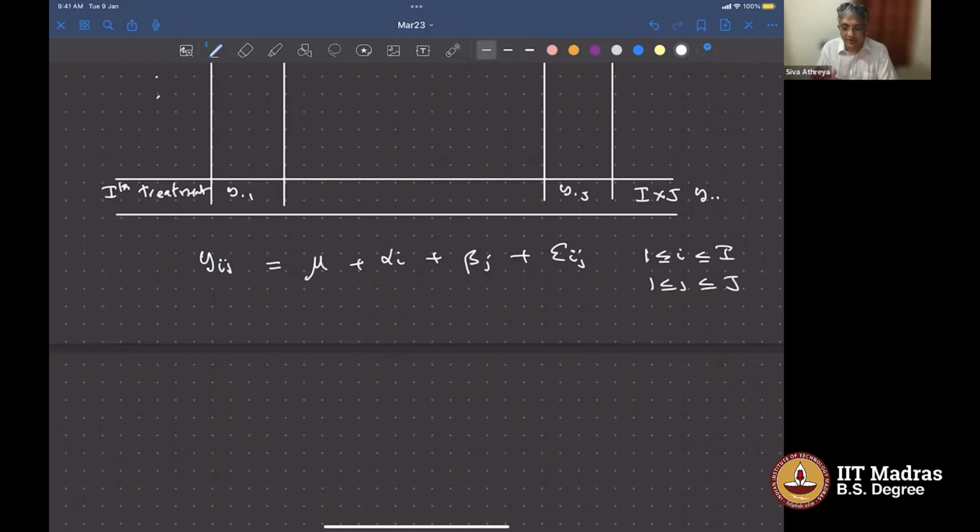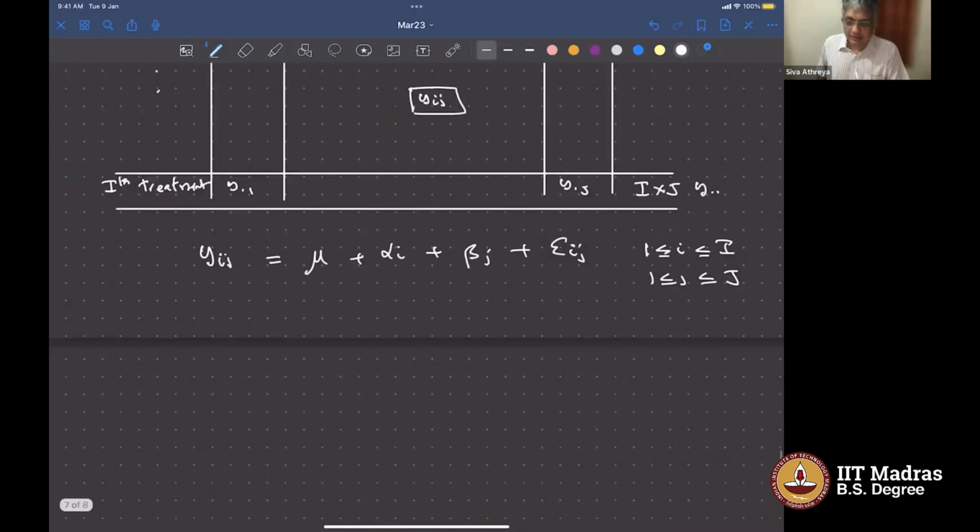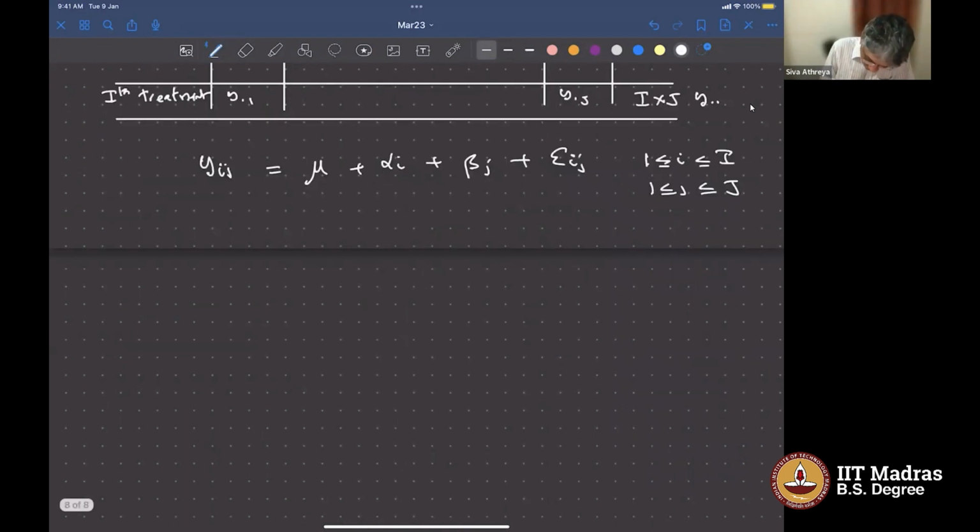So essentially you have individuals in each block, and this cell maybe here is yij. So each y is modeled like this: mu plus alpha i plus beta j plus epsilon ij. It's a two-way classification model. So then here, your total observations is just I times J, that's n.